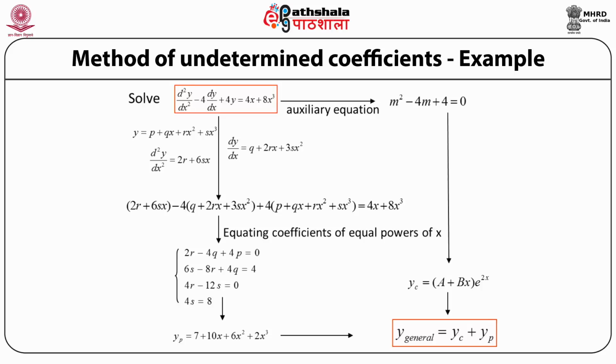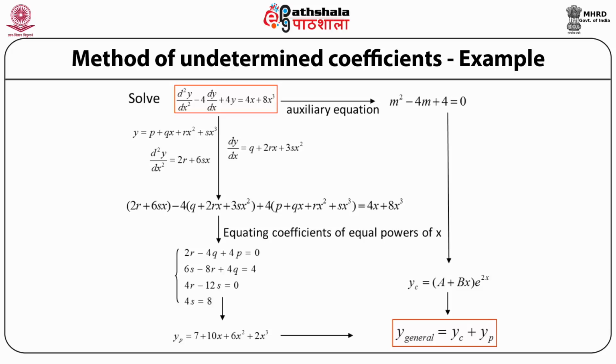Now when we want to find the auxiliary equation, we go to the right side. Then we write m squared minus 4m plus 4 equals 0, and we solve that directly. The roots are the same, so the complementary function is going to be a plus bx times e to the power 2x, because the root is m equals 2. Now we will solve for the particular integral.